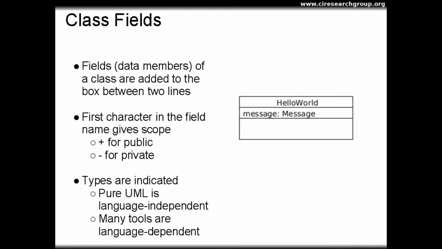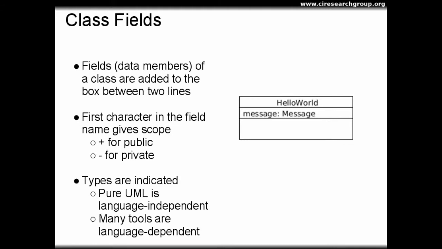In object-oriented designs, the data members of a class are often called fields. Class fields are listed in a UML diagram between two horizontal lines under the class name, inside the box representing the class. The first character in the field name gives the field's scope, a plus sign for public scope and a minus sign for private scope. There are other scopes, which are represented by other symbols, but remember that different implementation languages support different scopes.